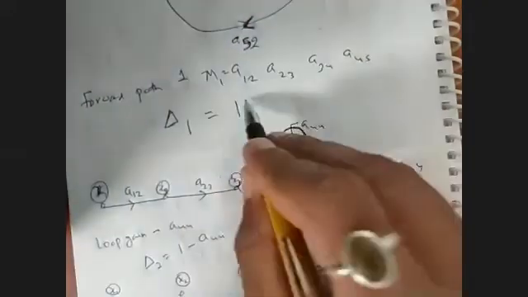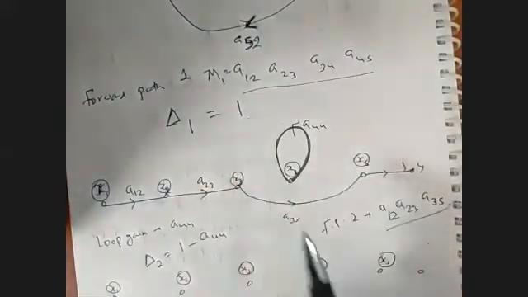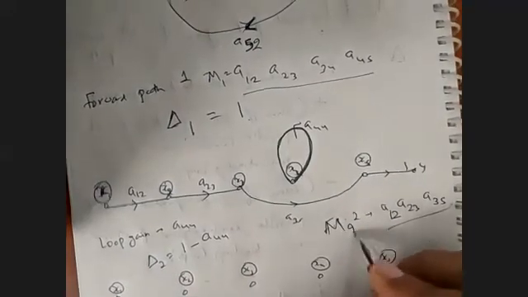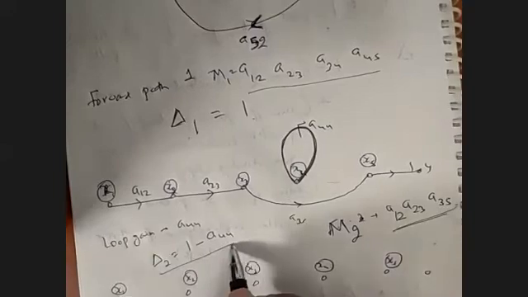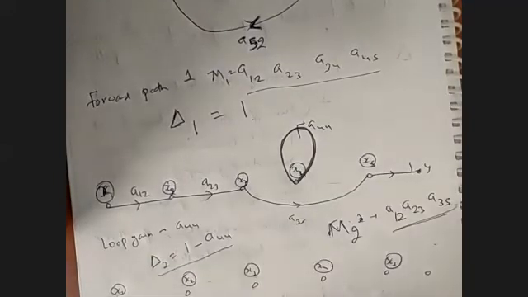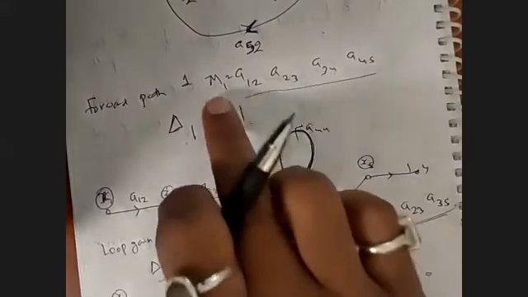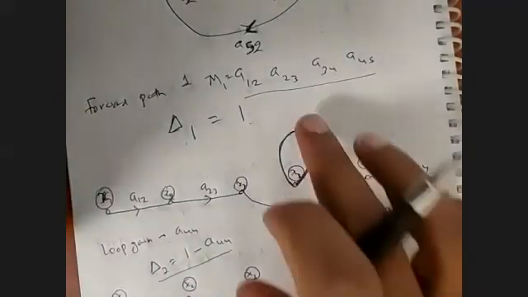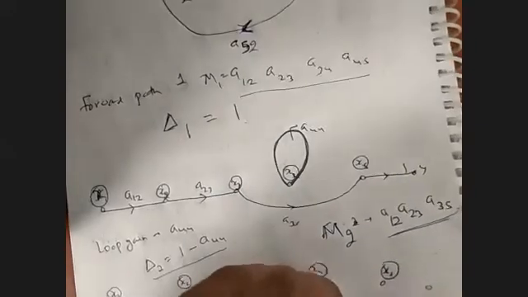That means we have M1 as this, delta 1 as this, M2 as this, and delta 2 as this. Similarly, for all the forward paths we have to do this calculation. Because in this graph we have only two forward paths, forward path 1 and forward path 2, we have considered all the forward paths. Next step is we have to find out all the loops which are present in the system.